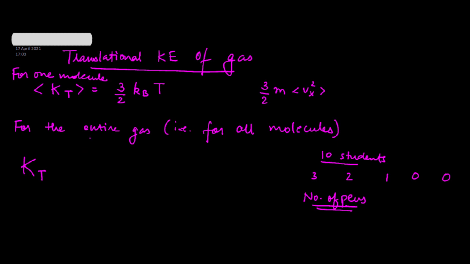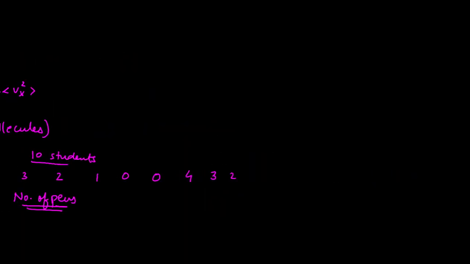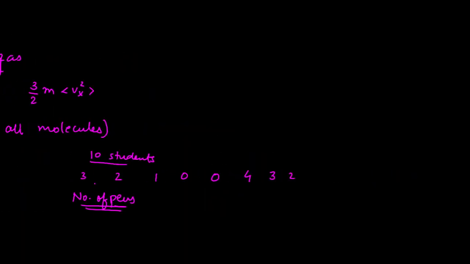It seems you didn't understand anything. Who has understood? Can you please raise your hand? If you complete the first example, only then will you understand properly. Suppose these are the number of pens with the students: 3, 2, 1, 0, 0, 4, 3. Let's keep 5 students, not 10, easy enough. So these are 5 students.